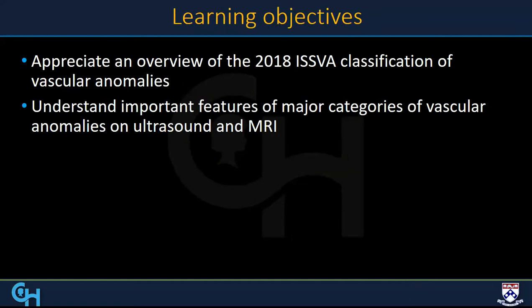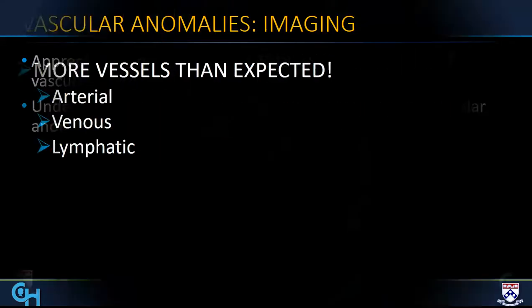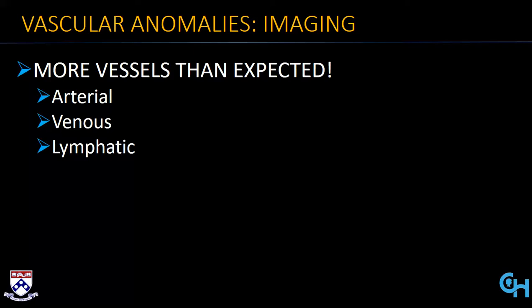So our learning objectives for this talk, number one, to appreciate an overview of the 2018 ISSVA classification of vascular anomalies, and number two, to understand important features of the major categories of vascular anomalies on this classification that you would see on ultrasound and MRI. So with vascular anomalies, the one important feature that you should look for is that you will see more vessels than expected. The vessels may be arterial, they may be venous, they may be lymphatic.